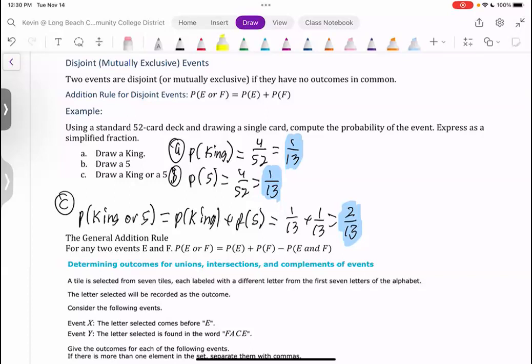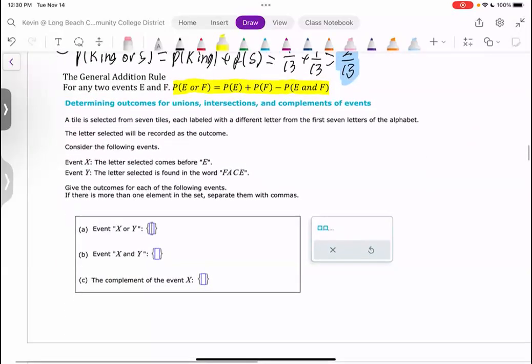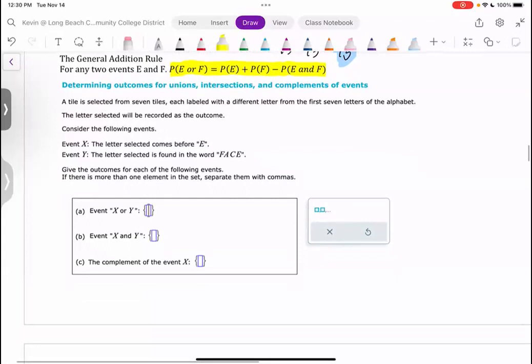That brings us to our general addition rule. This is a big one. We will use this numerous times, actually. So what if they're not disjoint? What if they do have something to do with each other? The probability of E or F, we take the probability of E plus probability of F. But the problem is, if there's overlap, then we've added that 2 times. So we have to subtract one of those out.